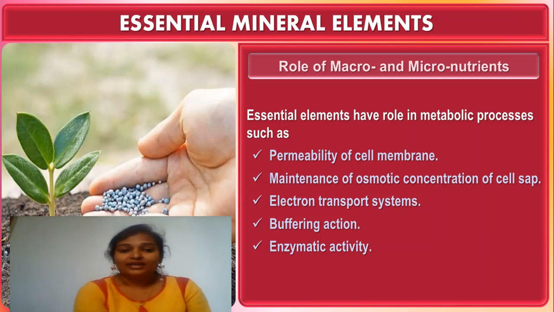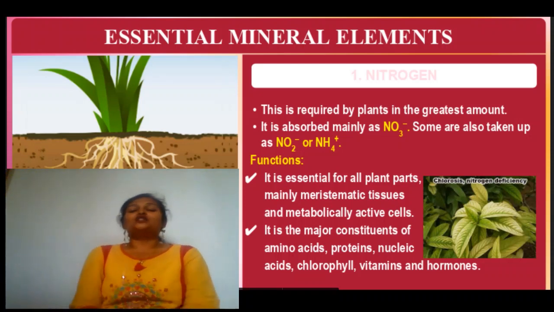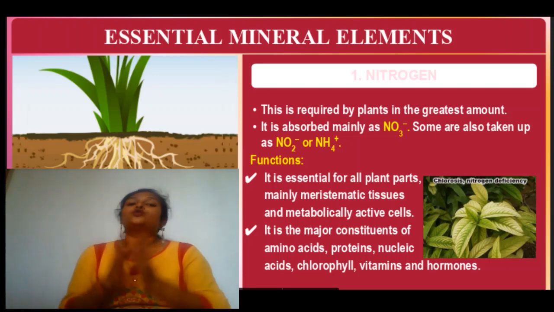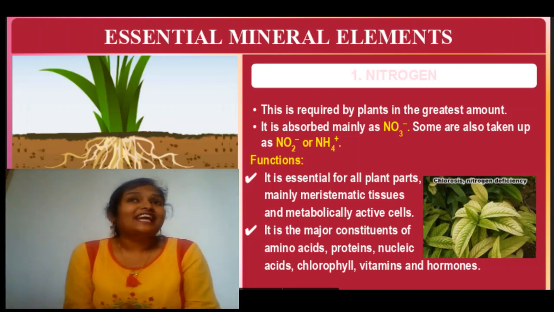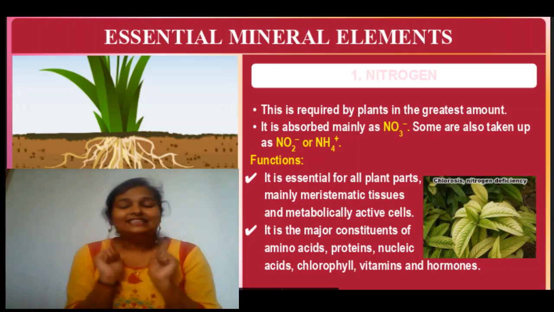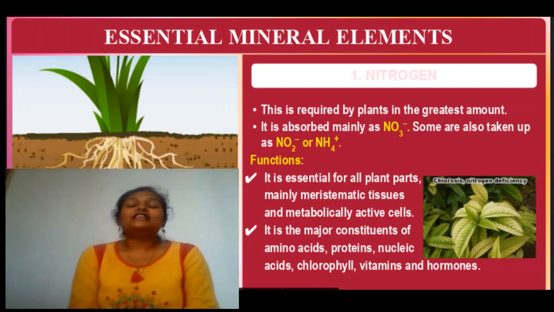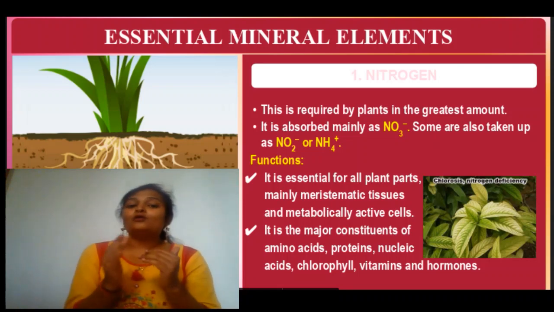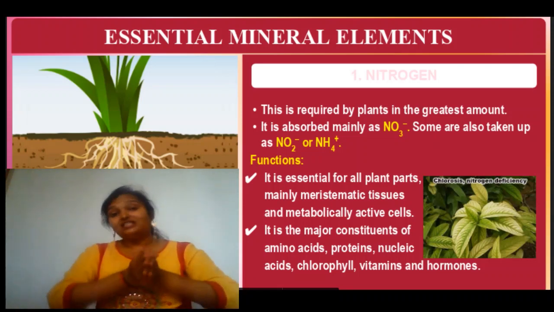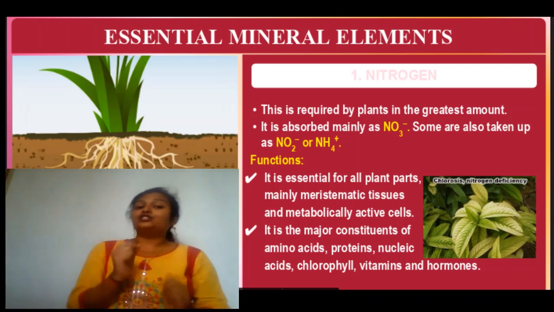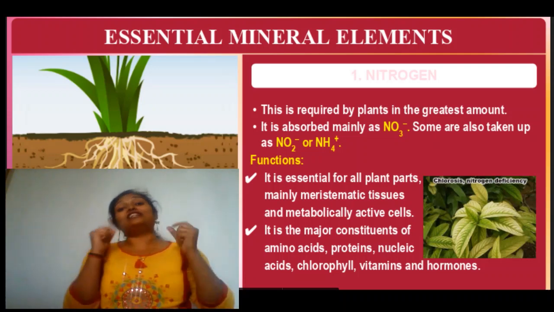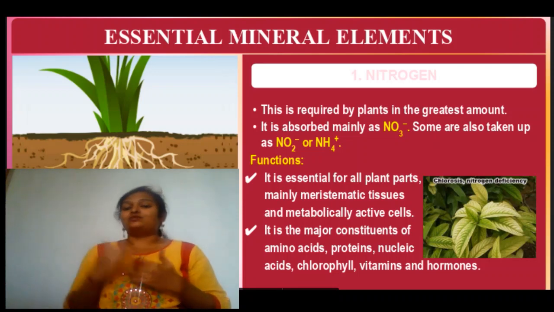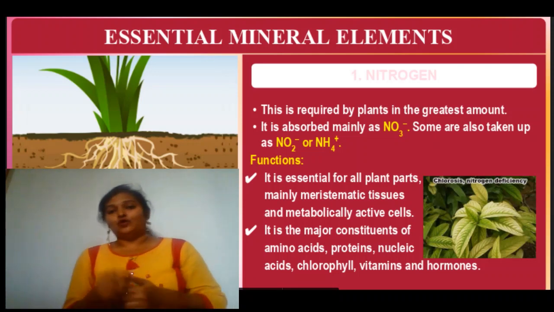Okay guys, all about nitrogen. Nitrogen is required by the plants in the greatest amount. It is mainly absorbed in the form of which one? Nitrate. Yes, that is nitrate. The majority is absorbed in the form of nitrate, which is NO3 minus, and some is also taken up as nitrite as well as ammonia. It is essential for the plant, especially in the part where the meristematic cells are present. The meristematic cells are present mainly in the root tip as well as the shoot tip, and even in the metabolically active cells.